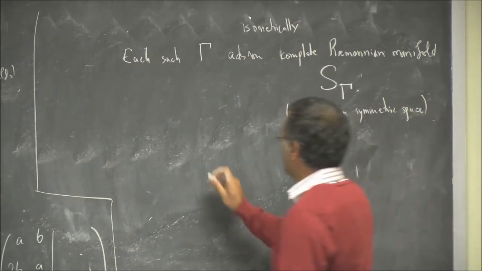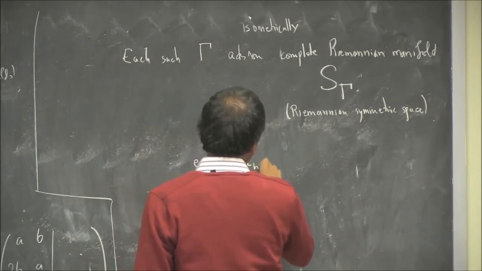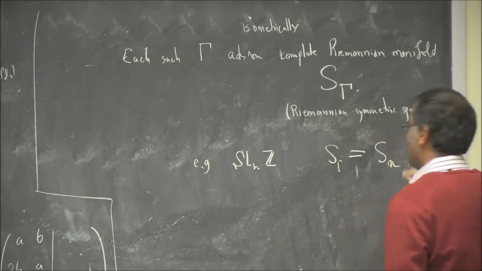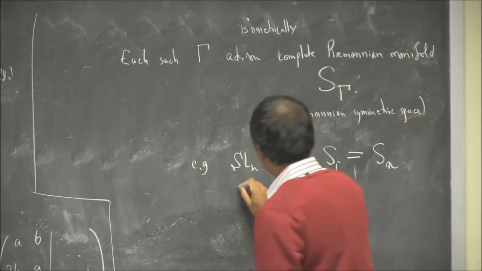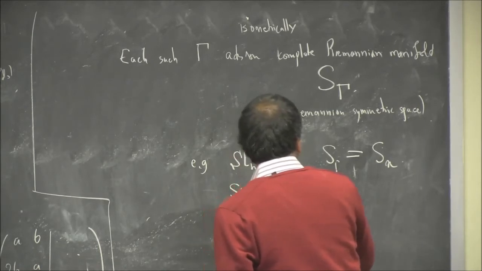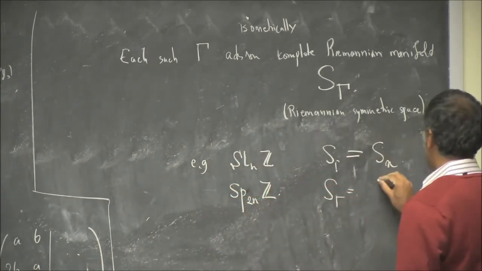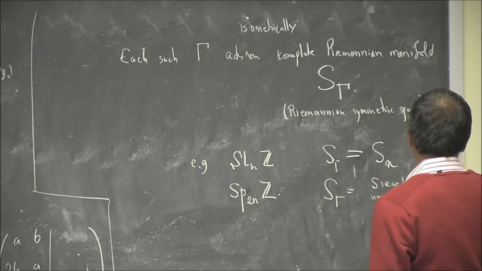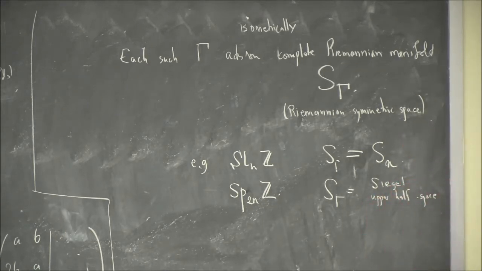Let me give you again, in the case of SLNZ, the associated space is the symmetric n by n matrices with the metric that I described over there. For SP2NZ, this thing is something called the Siegel upper half space. It looks a little bit like the upper half plane, except you use matrices instead of complex numbers, and the notion of one coordinate being positive is replaced by positive definite.